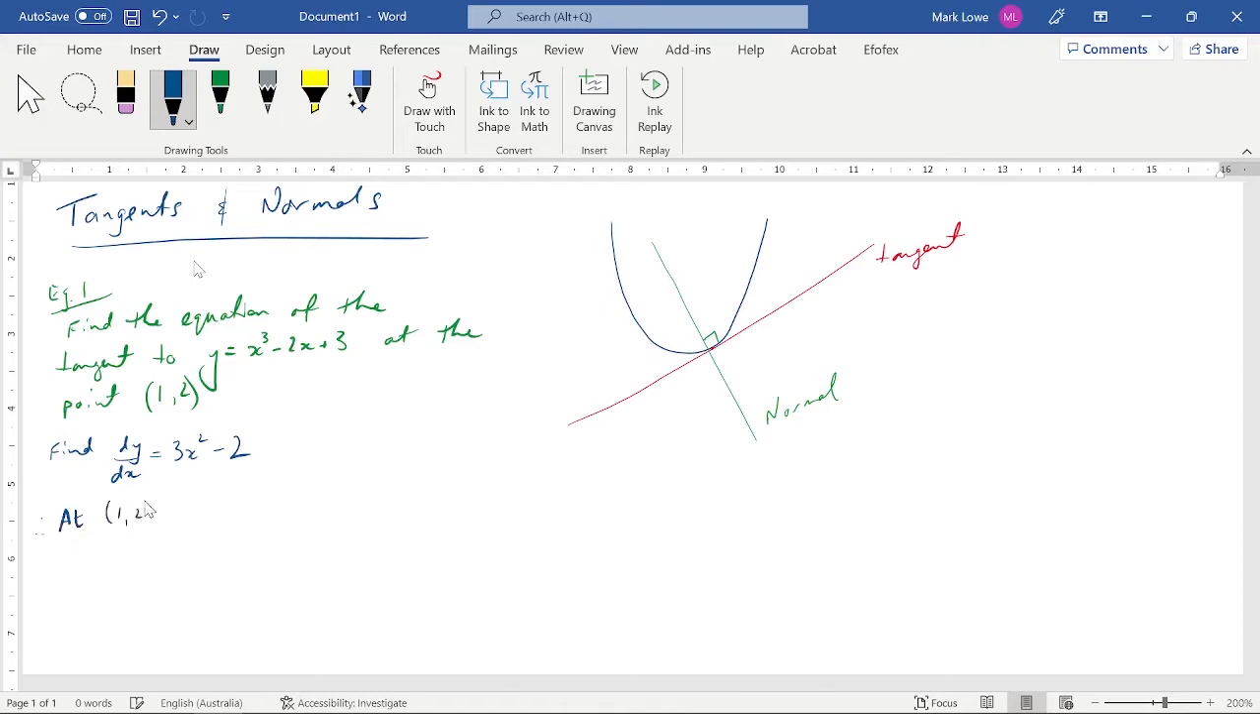At our point (1, 2), dy/dx will be 3 times 1 squared minus 2. So we just need to substitute that x value. The y value has no impact on the gradient because our gradient function, our derivative, is just in terms of x. So we just need our x coordinate. Then we can work that out, so that's going to equal 1, which means that the gradient m of our tangent will be equal to 1 at that particular point.